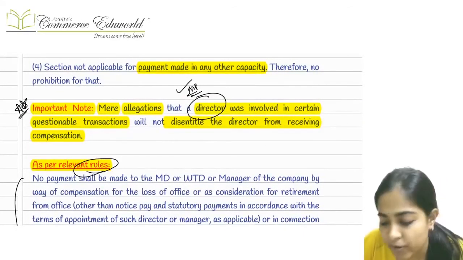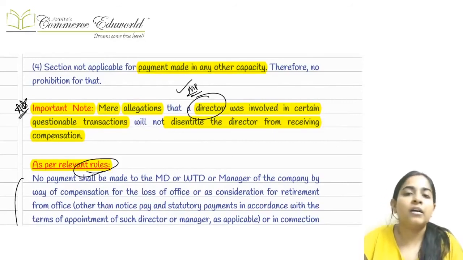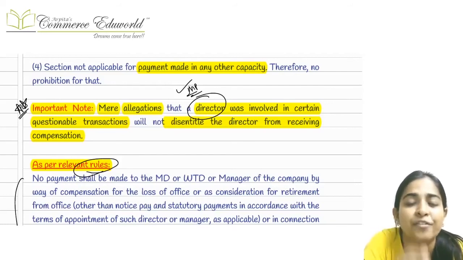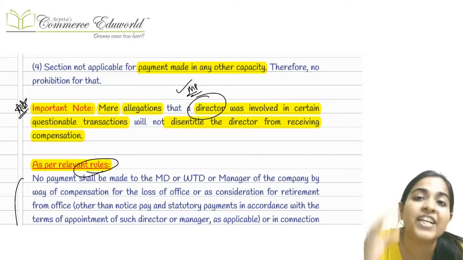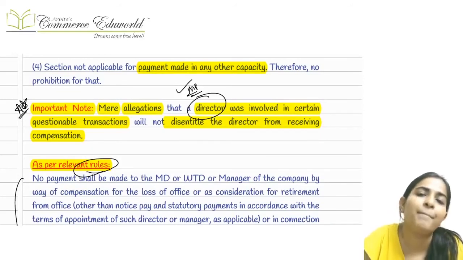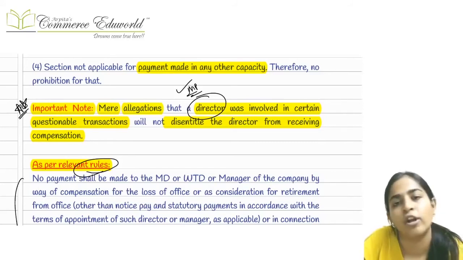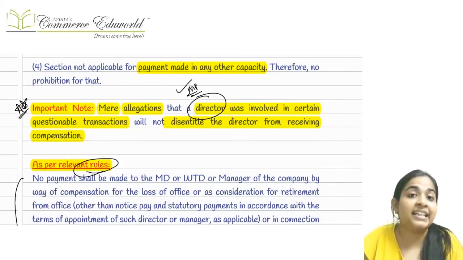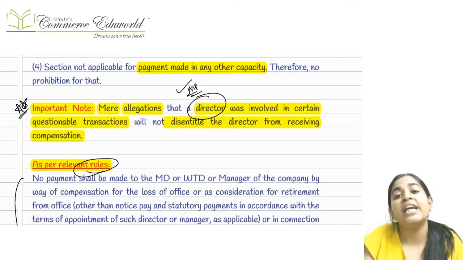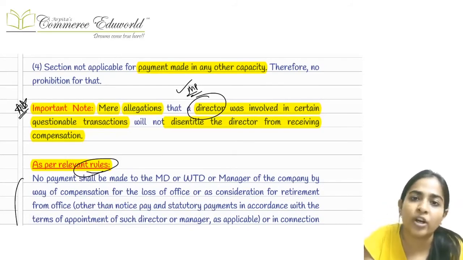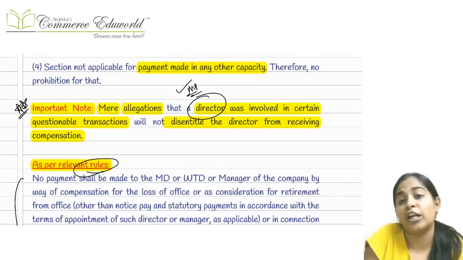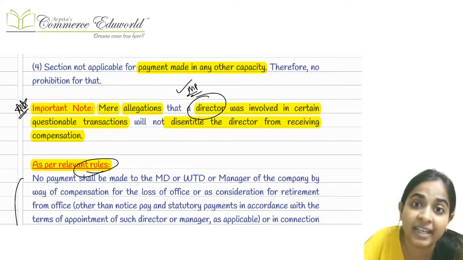Right? Now, suppose the director or this managerial personnel has not done a fraud. It is not yet proved that he has done a fraud, but there is an allegation on him that maybe this particular managerial personnel was involved in this. Then in that case, it is at the discretion of the company whether to pay him the compensation or not. See, this is not a conviction, this is an allegation. On the basis of allegation, we can pay. If the company is so confident, then the company can pay.